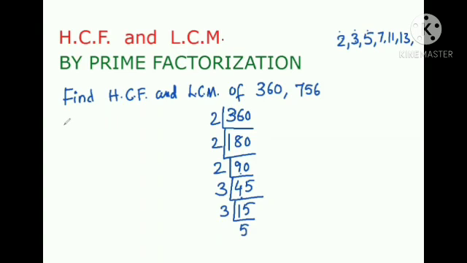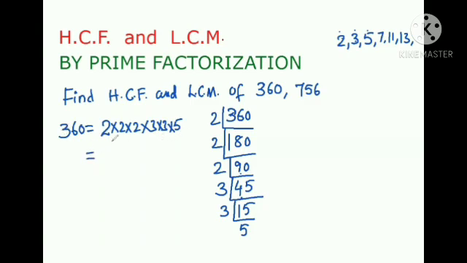So 360 can be written as 2 into 2 into 2, 3 into 3, into 5. So take all these factors and write the product of these factors. So this is called prime factorization of 360. 360 is written in the product of prime factors.